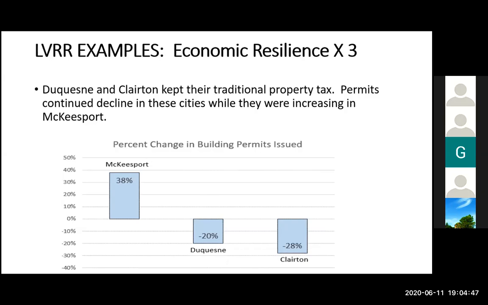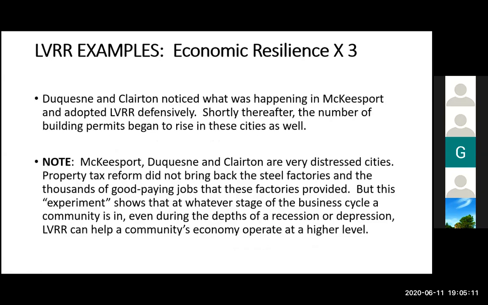And indeed, you can see here, this is looking at what happened in building permits comparing 3 years before the change to 3 years after. In McKeesport, building permits went up by 38%, but in Duquesne, they continued to decline by 20%, and by 28% they declined in nearby Clairton. Well, Duquesne and Clairton noticed what was going on in McKeesport, and they adopted the two-rate tax defensively. Shortly thereafter, the number of building permits began to rise in these cities as well.